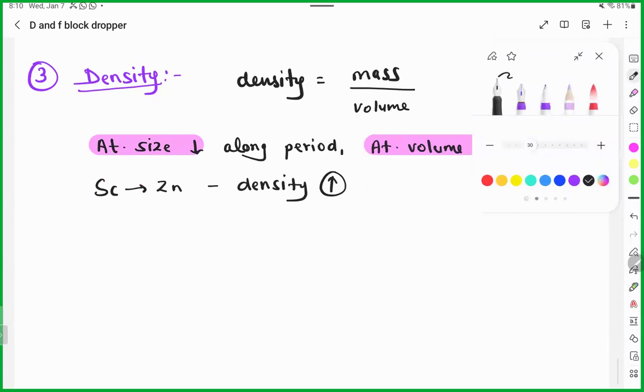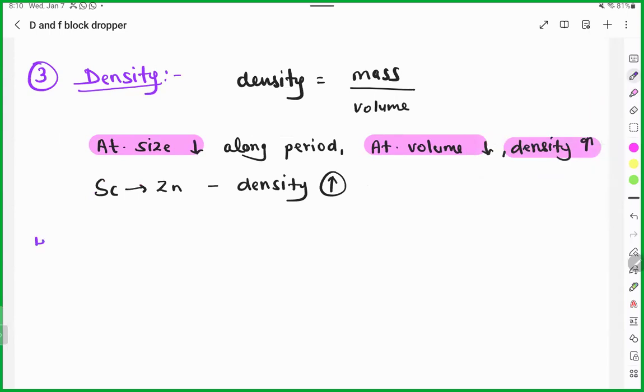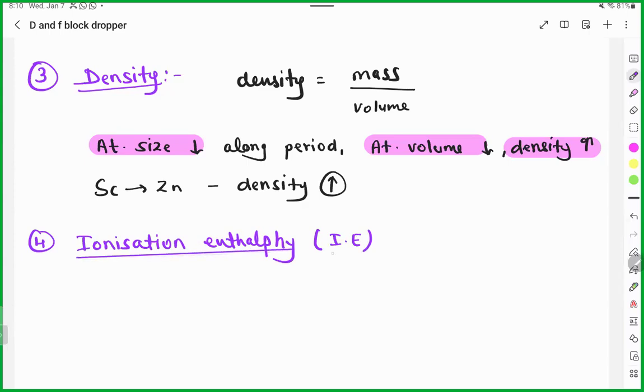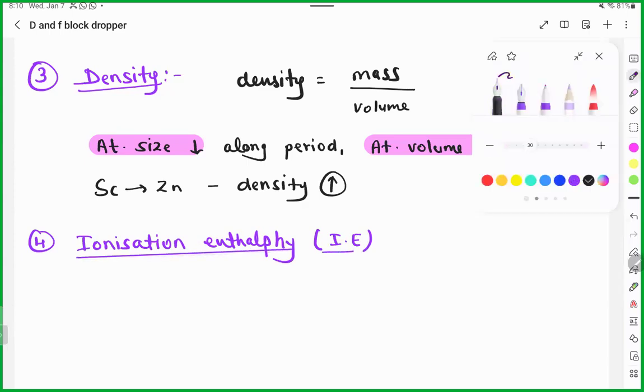Next, one of the most important topics is ionization enthalpy. Very popular in this chapter, ionization enthalpy. And they ask a lot of questions from ionization enthalpy. Anvita, what is the meaning of ionization enthalpy? Definition.